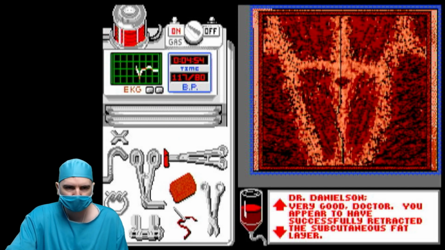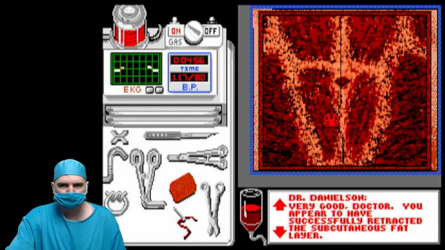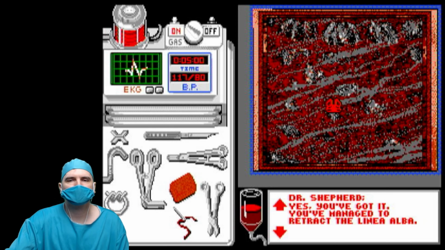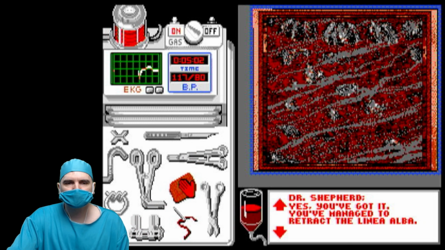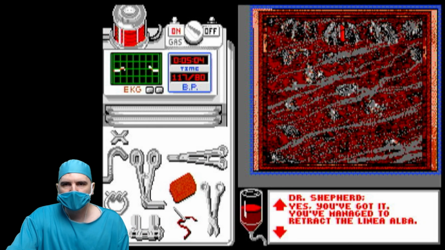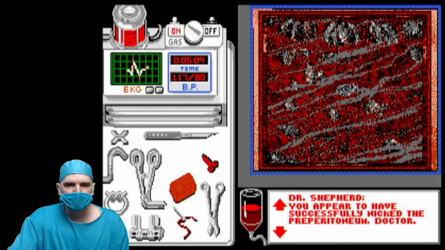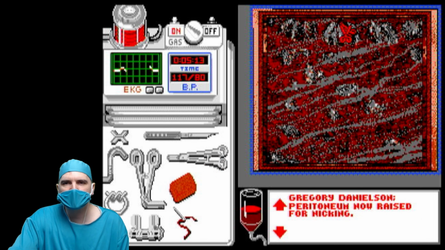A bit better. Right. Yes, you've got it. You've managed to retract the linea alba. Right, put that down. We had a cut at the top. And now we've got to use the forceps. You appear to have successfully nicked the preperitoneum, Doctor. Raise it, and then for the nicking, use the scissors.